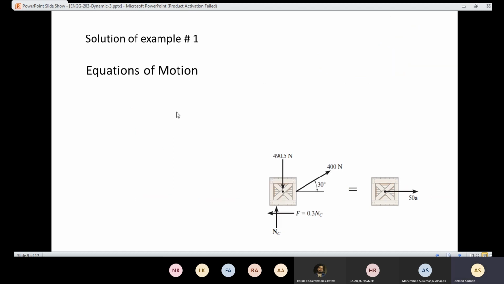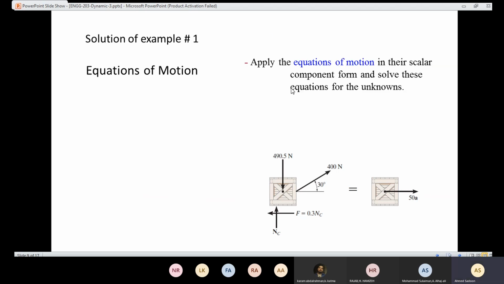So now I'm in position to use the equations of motion. Since we are dealing with a 2D problem, I'm going to use the scalar form of the equation of motion. So in this case, we're going to apply the equation of motion in their scalar component form. And also, if I have any inclined force, I need to decompose it into x and into y. So I'm going to use this equation and that equation here. And also, I need to take care of the sign convention.